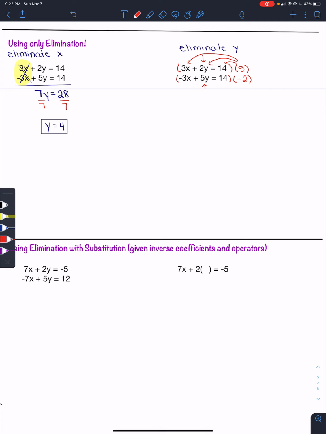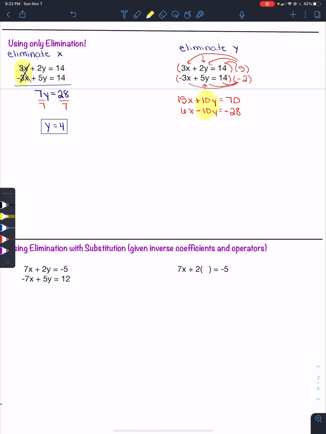5 times 3x gives me 15x. 5 times 2y gives me positive 10y. And 5 times 14 gives me 70. Same thing for the second equation, except this time I am distributing a negative 2 to every term. Negative 2 times negative 3x gives me a positive 6x. Negative 2 times 5y gives me negative 10y. And negative 2 times 14 gives me negative 28.